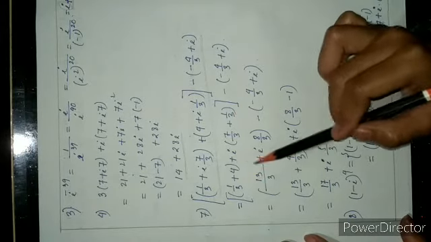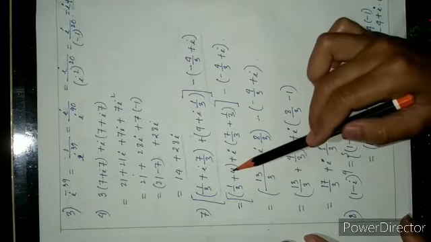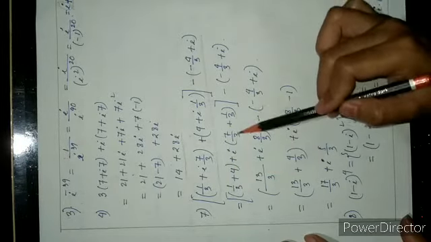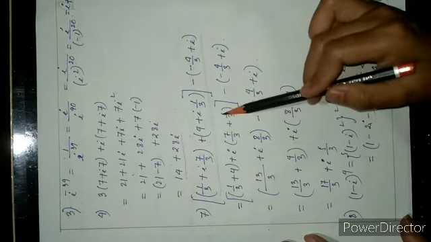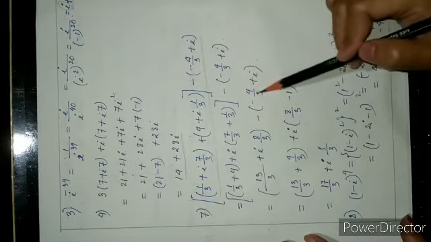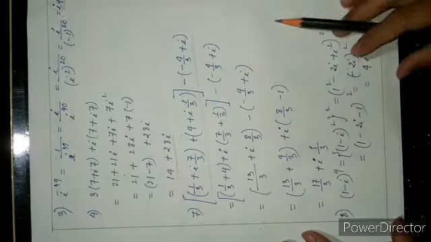1 by 3 plus 4, the LCM is 3, 3 into 4 is equal to 12, 12 plus 1 is 13. With the same denominator, find the sum of the numerators, 8 by 3 minus. Then write minus 4 by 3 plus i.